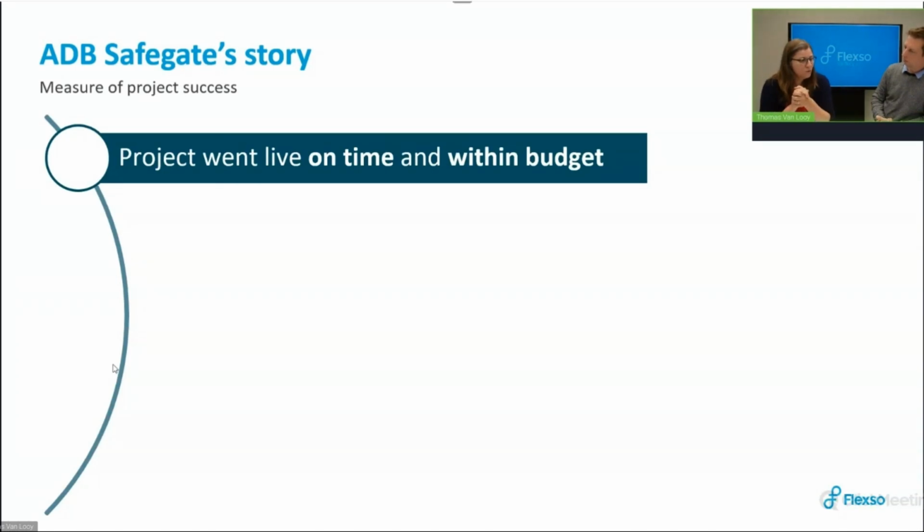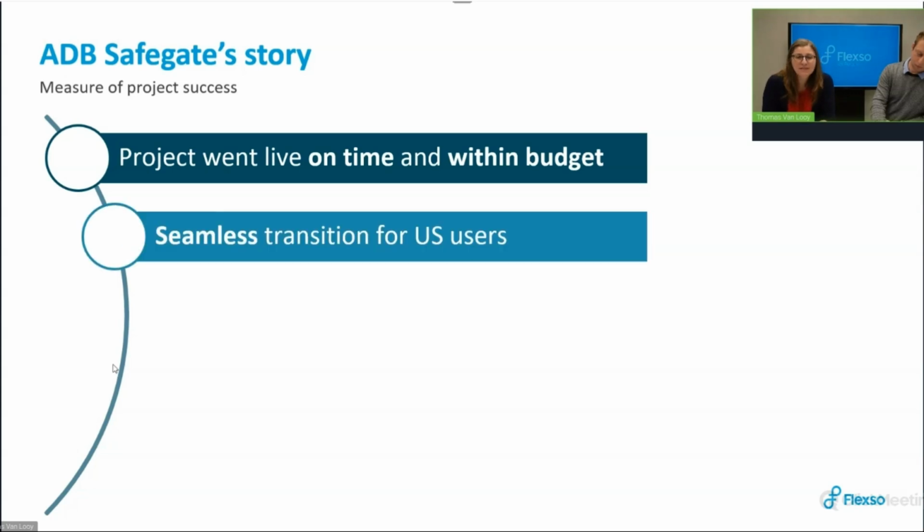Because it was important for us to improve the user experience as soon as possible. And what was another measure of success was the seamless transition for US users. We didn't want to modify their way of working. This is why we kept their local travel and expense process. We wanted them to have the same experience as before, only for IT admins to be better.